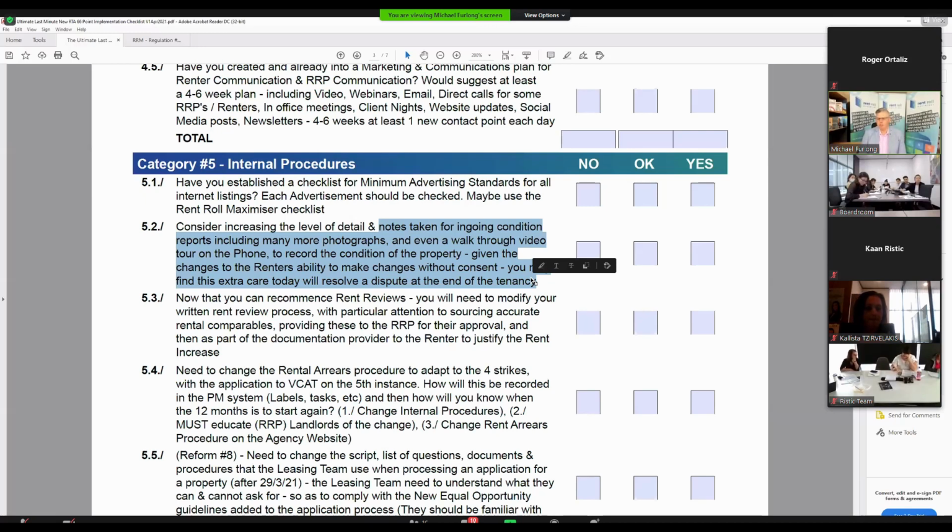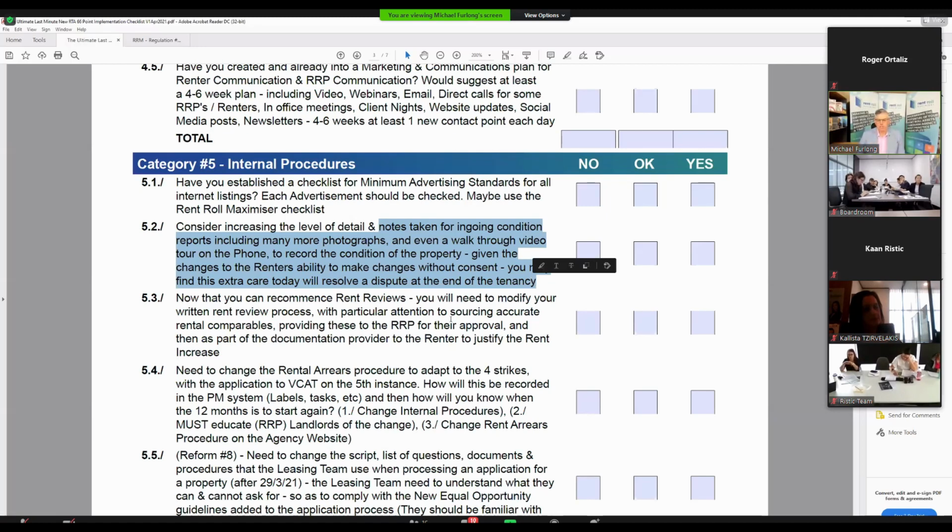Because there will be a stage down the track, 12 months, 14 months, 16, 18 months, where we're going to end up in VCAT, where we know there'll be issues with the tenant and issues with the owner around changes that were made that we didn't have consent on. So what we want to be able to do is really highlight, and the agency has a responsibility now, the condition of the property at the commencement of the tenancy. So we need to make sure we're really focusing on that right now.